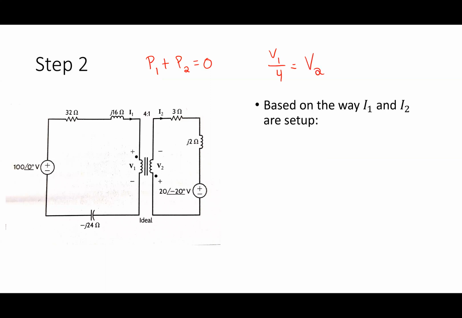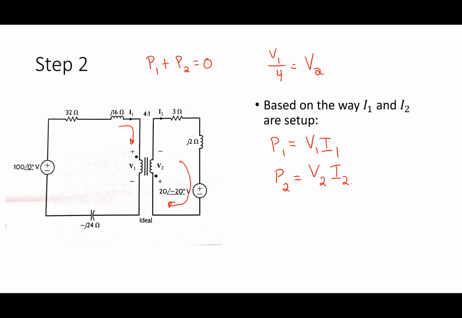Now I look at this and ask, what would P1 be and what would P2 be? Given the direction of I1, which is into the plus sign of V1, how would I write P1 by the passive sign convention? It'd be positive, so V1 I1. On the other side, I2 is going into the plus sign, so this is also positive, V2 I2.